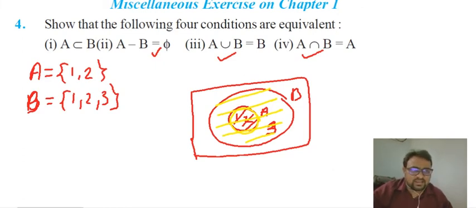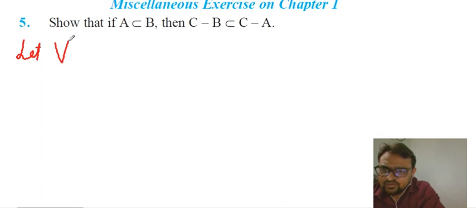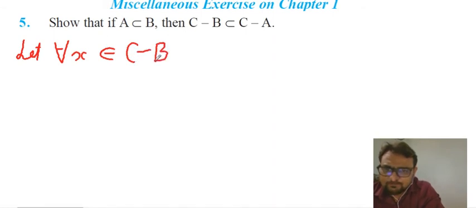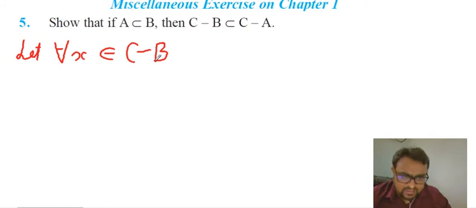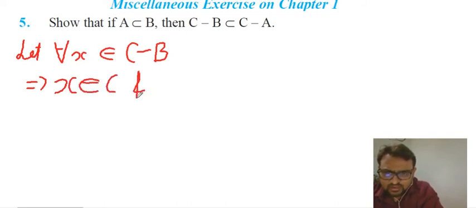Now let's move to the next one. Question number 5 says, show that if A is a subset of B, then C minus B is a subset of C minus A. So now let's take, for every element X belonging to C minus B. As it is C minus B, that means the element will be there in C and will not be there in B. So this implies that X belongs to C, and X does not belong to B.